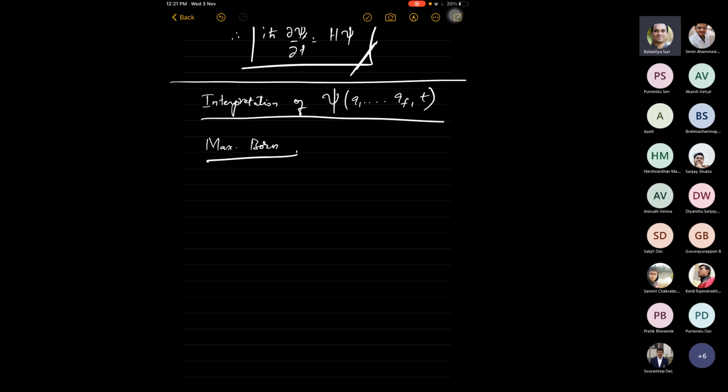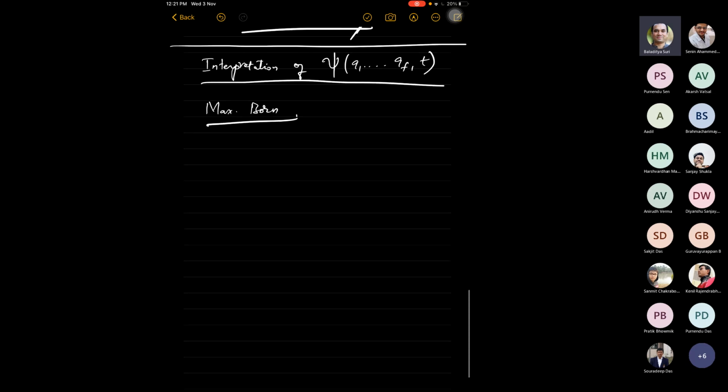This was after, or during, the Second World War, in fact, when he had to flee Germany. He was temporarily in India before he went to the US. So the interpretation of psi is not too different from what de Broglie had thought about, but de Broglie's interpretation was tied down to three-dimensional space and time.